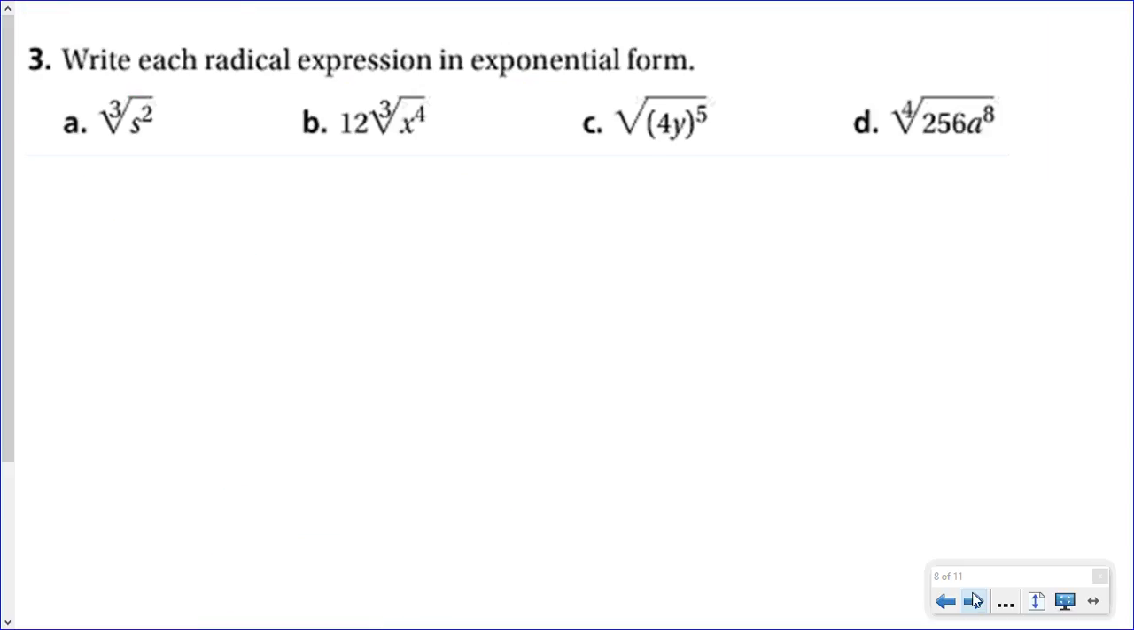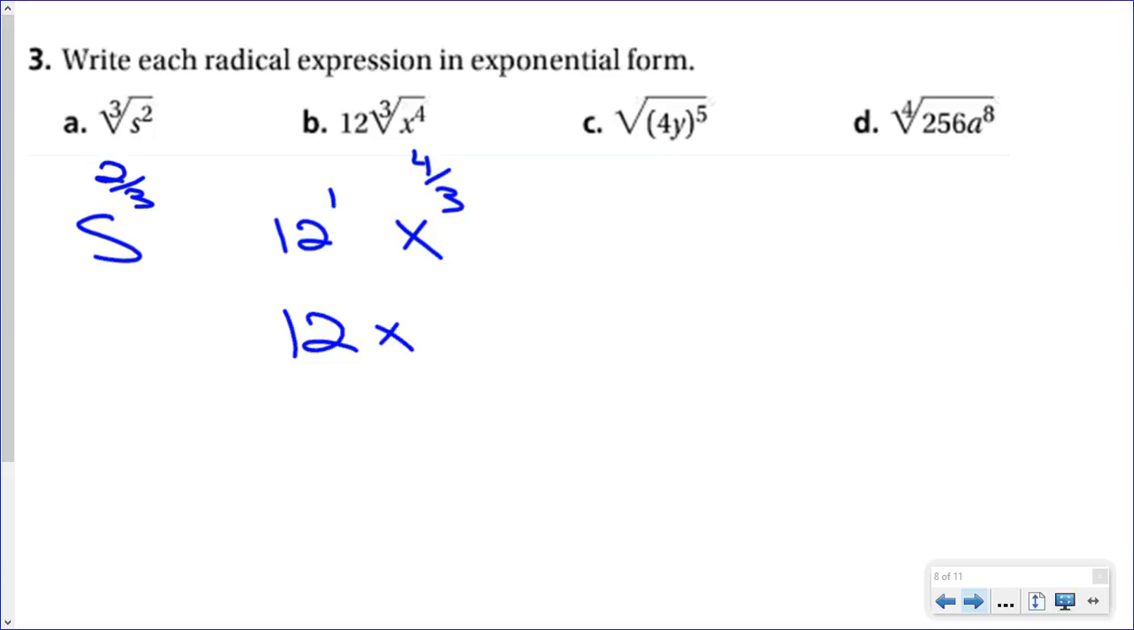Okay, so letter A, putting them in exponential form, we'd have s. The 2 goes up, the index number goes beneath it. Pretty good one with letter B here. The 12 has its own power of 1. The x is raised to the 4th power, and the index number is 3. And then that's just your final answer, 12x raised to the 4/3 power.